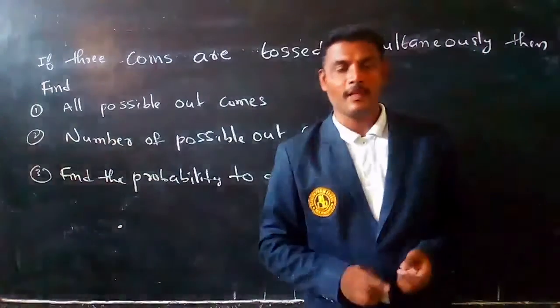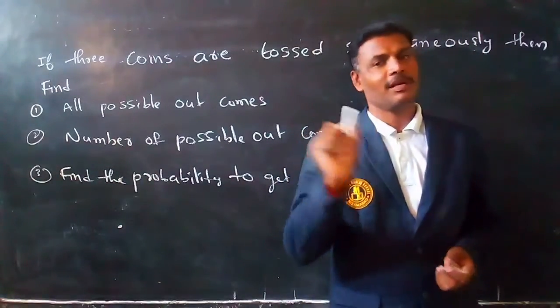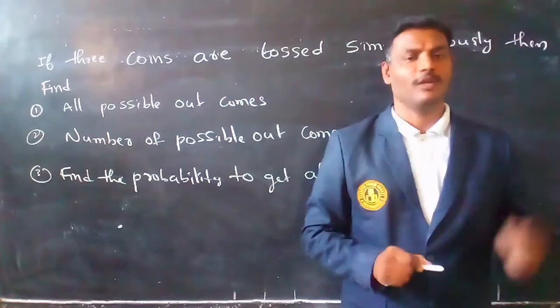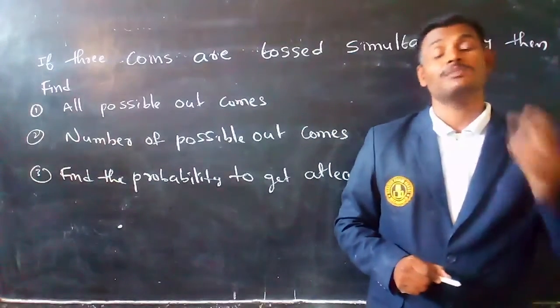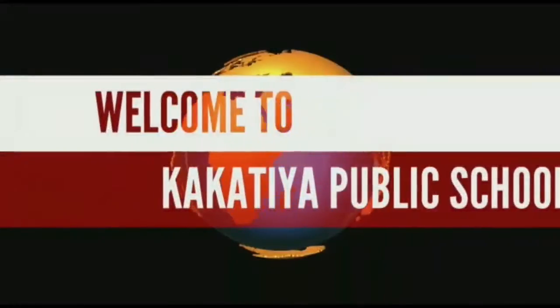Yesterday we discussed when two coins are tossed simultaneously, then find the probability of falling. So today I am going to explain problems on 3 coins. Listen well.